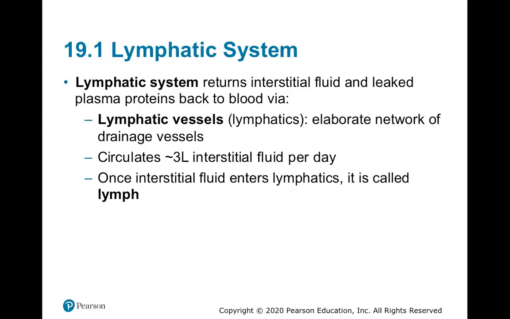So what is a lymphatic system? What it does is it returns interstitial fluid and leaked plasma proteins back to the blood. How does it do that? It uses lymphatic vessels, which is an elaborate network of drainage vessels. It actually circulates 3 liters of interstitial fluid per day. That is a lot of fluid. Once interstitial fluid enters lymphatics, it's called lymph.